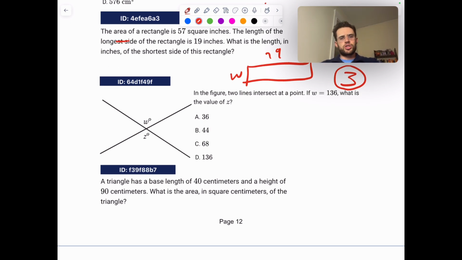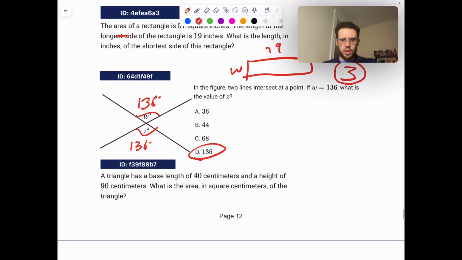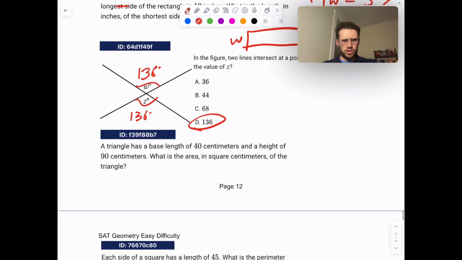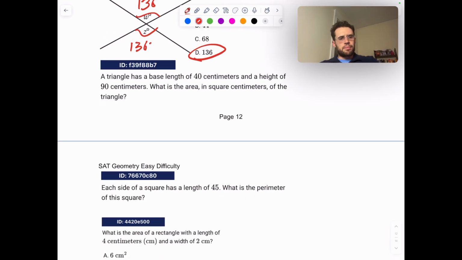In the figure, two lines intersect at a point. If W is 136, so this is 136 degrees, what is the value of Z? Well, they're just two vertical angles. So vertical angles are going to be congruent. That means that z is also 136. What is the value of z? Yeah, that's z. I don't know why they chose w and z.